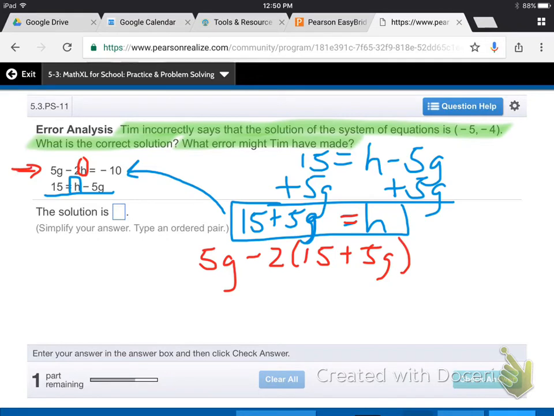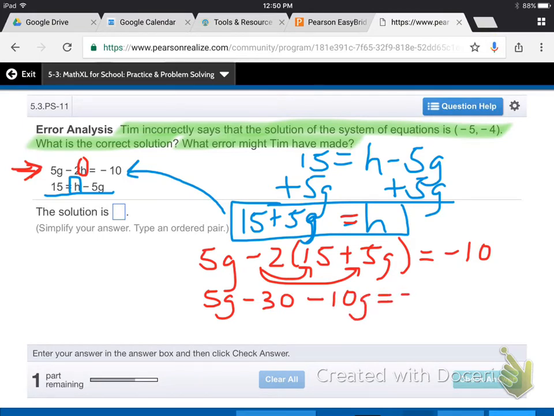Now keep reading this equation right here. Equals -10. Now let's solve for g. First of all, we're going to distribute this -2. So we're going to get 5g minus 30 minus 10g equals -10. Now the like terms are 5g and -10g, which combine to -5g. Now if I add 30 to both sides at the same time, then I know that those cancel, and I know -5g is going to equal 30 minus 10, which is 20.